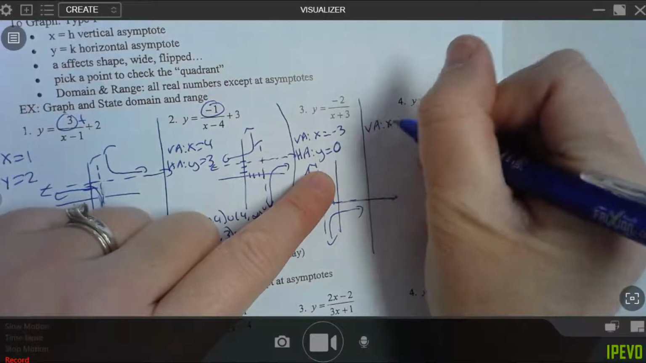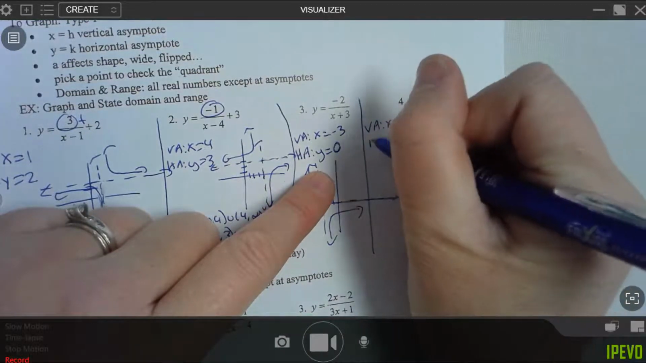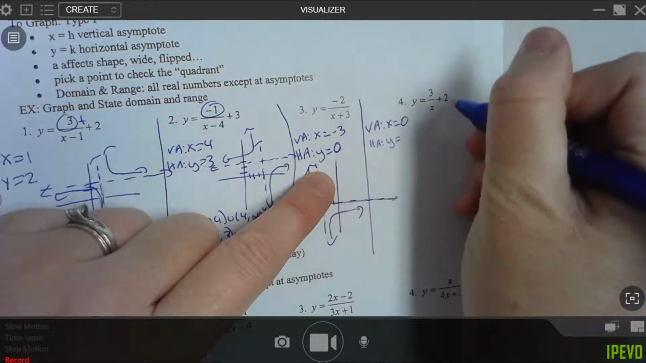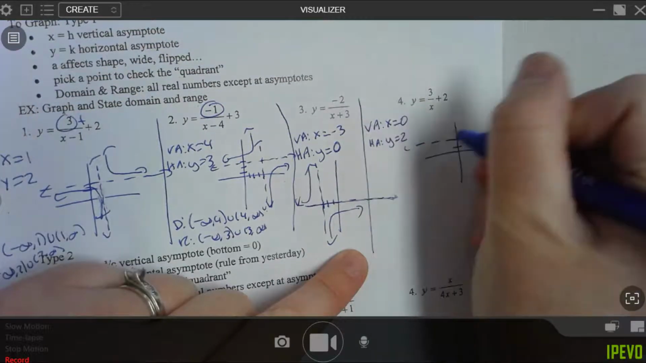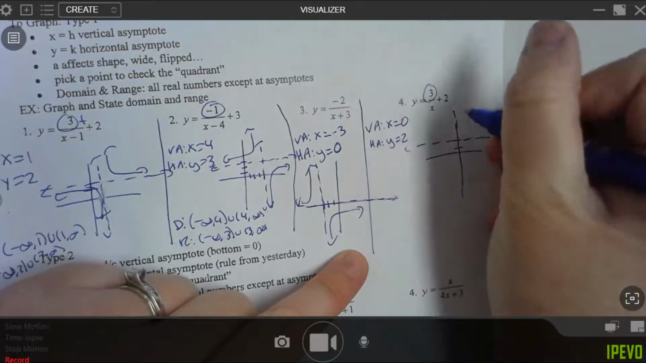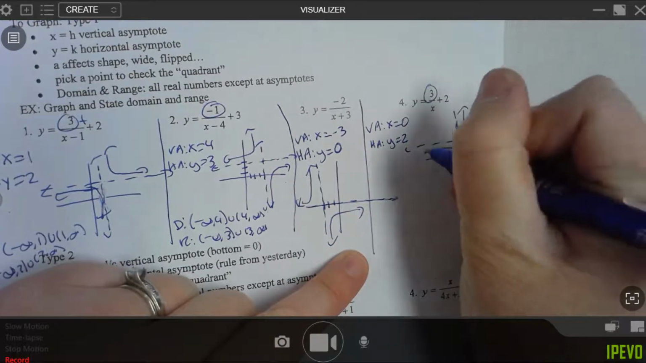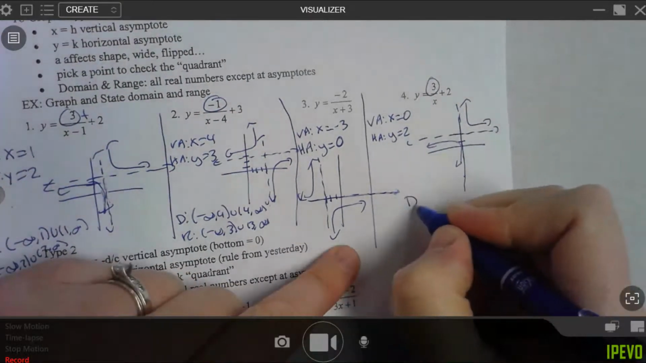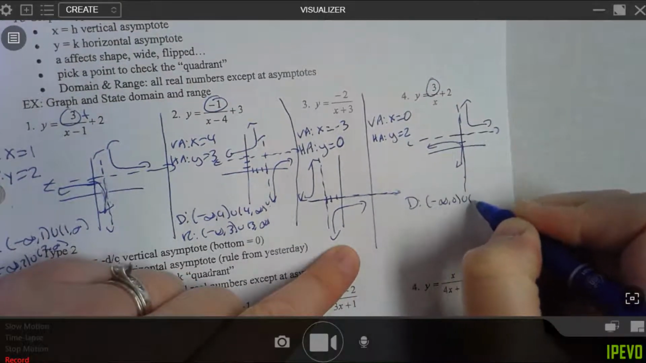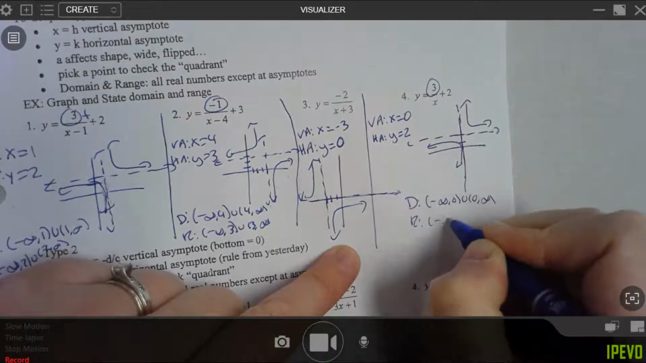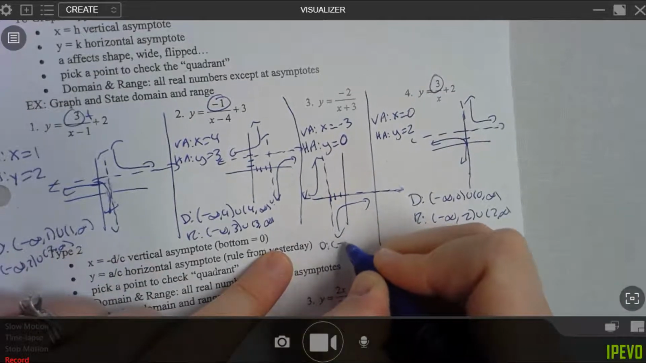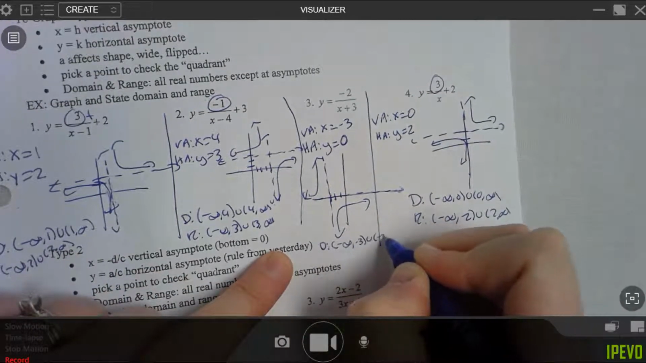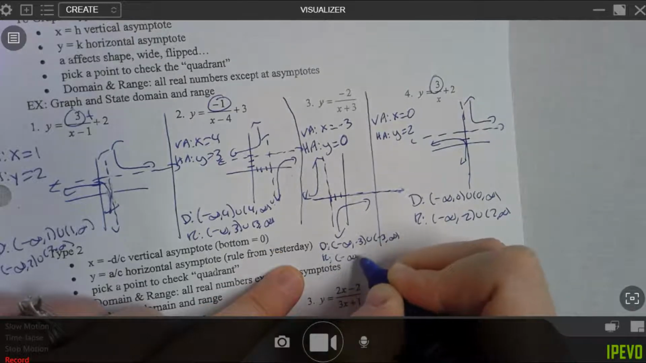So this one, there's nothing to add or subtract down here, so you get 0. Outside number is your horizontal, so it's 2. Three is positive, so it goes into the positive quadrants right there. So my domain here is negative infinity to 0, 0 to infinity. This one was negative infinity to -3. And the range was negative infinity to 0.